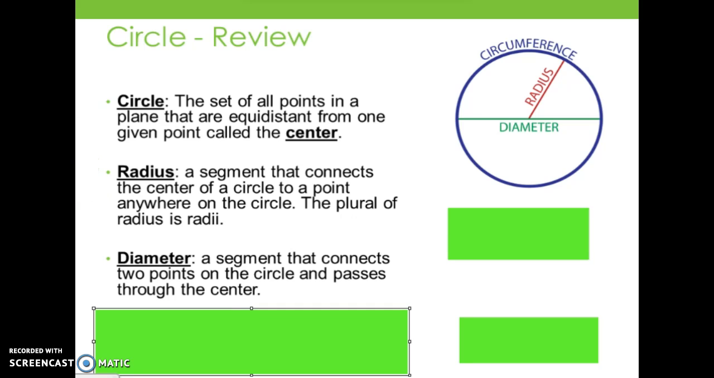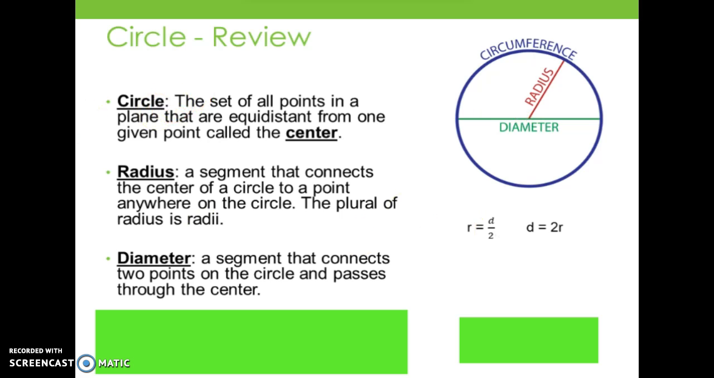The diameter is a segment that connects 2 points on the circle and passes through the center. So in green here we have an example of a diameter. It connects 2 points on the circle, a straight line, but it goes through the center. So there's a special relationship between the radius and the diameter. The diameter is 2 times the radius. So the radius is half of the diameter.